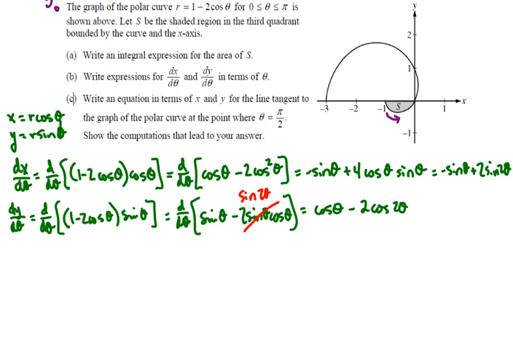Part C of this problem, we're asked to write an equation in terms of x and y for the tangent to the graph of the polar curve at the point where theta is equal to pi over 2. Well, the point where theta is equal to pi over 2 is right there, and we could plug pi over 2 into that expression. Remember that cosine of pi over 2 is equal to 0, so 2 times 0 is 0, and we would get 1 for r in that case when theta is pi over 2.